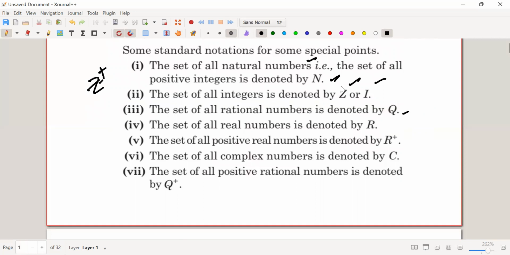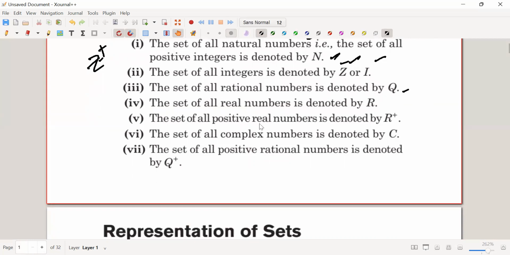We generally denote integers by Z alone, because if I introduce I, I am using I for identity also: identity matrix, identity sets. For that also I am using I. So it's better for us to denote integers as Z alone. Right? The set of all rational numbers is denoted by Q.